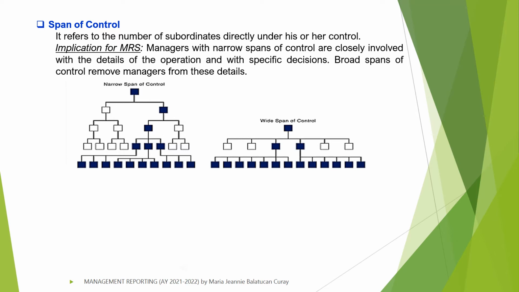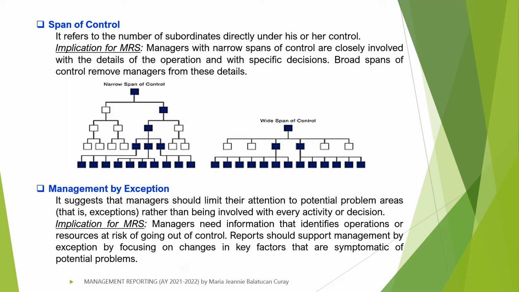Next, and the last principle, is management by exception. The principle of management by exception suggests that managers should limit their attention to potential problem areas, that is, exceptions, rather than being involved with every activity or decision. This means managers maintain control without being overwhelmed by the details.